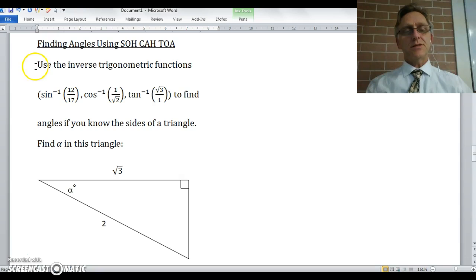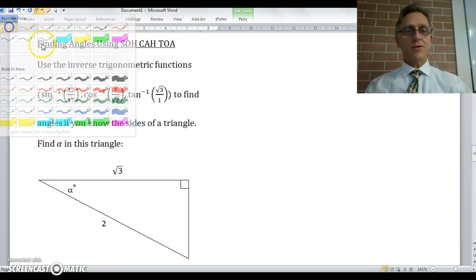The key understanding is that you use inverse trigonometric functions to find angles if you know the sides of a triangle. So regular trig functions, sine, cos and tan, are used to find sides. But if you're looking for angles, it's sine inverse, cos inverse, and tan inverse. Okay, so you may want to pause there and write that down. But if you're ready to go, let's just move on with the example.